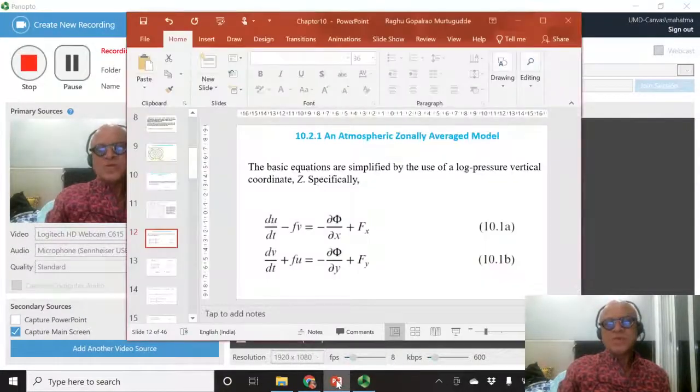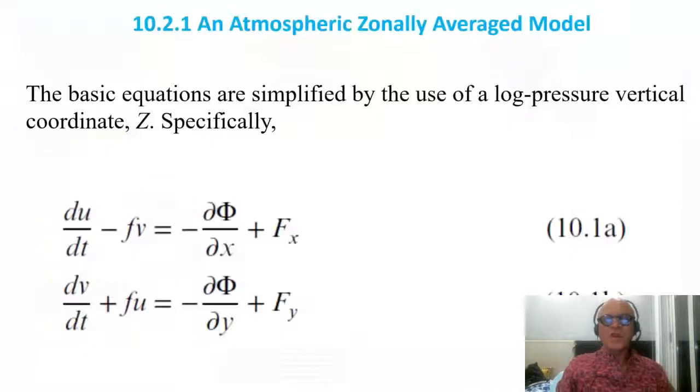Let's jump into the equations for the zonally averaged atmospheric model. We are going to directly steal the equations and the construct from Holton's wonderful book, which is a classic. Basic equations are simplified by the use of log pressure vertical coordinate z. Specifically, we write the zonal momentum equation, the pressure gradient written in terms of geopotential.